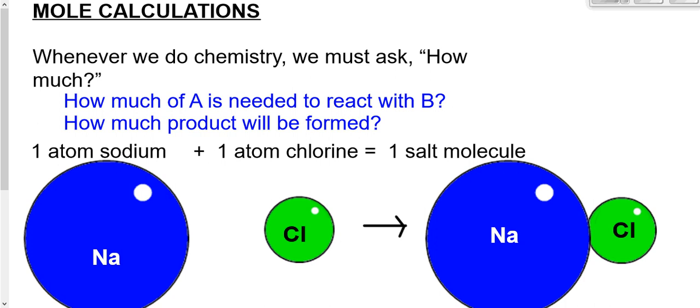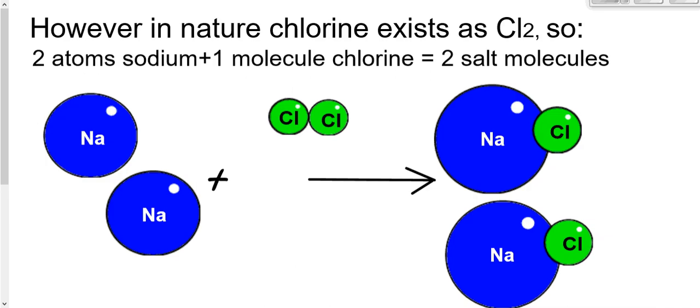Now, a lot of you will look at this and say, but Ms. Dorm, chlorine is never found as a single atom. It's found as a molecule. It's diatomic. So we can fix this. We could say that two atoms of sodium react with one molecule of chlorine to make two salt molecules. It matters to pay attention whether we're talking with atoms or molecules. This is still a balanced reaction.